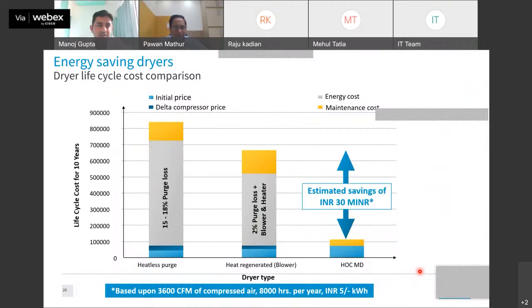This is just an example with the dryer technology, like heated dryer, then heated blower reactor dryer compared to HOC dryer. The saving is approximately 30 million INR. If you require more detail, we can give you a detailed presentation based on your requirement.